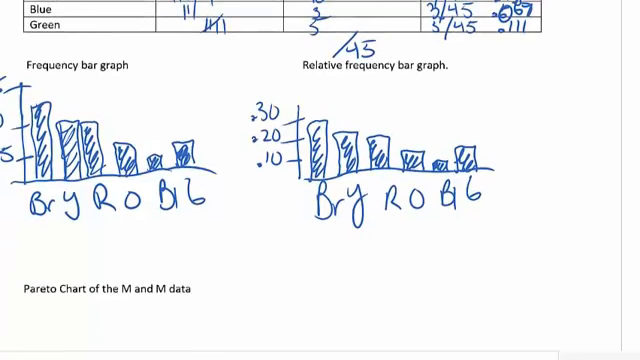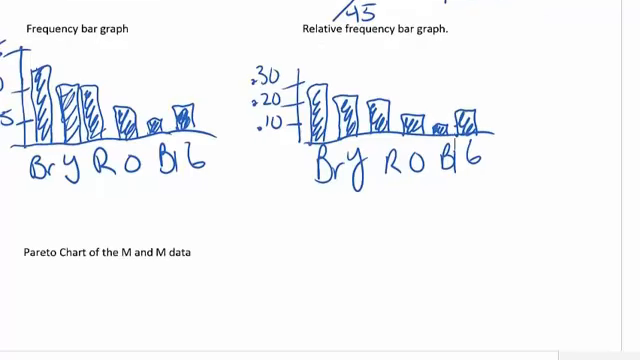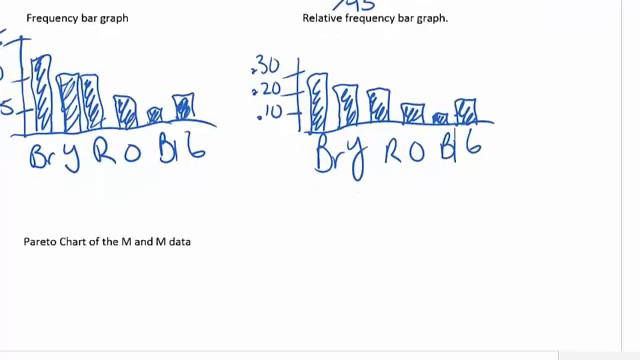Now, adding into it the Pareto chart. A Pareto chart is essentially a bar graph, but it's been rearranged so it goes in descending order. So we just changed the order of a couple of those. The last two bars actually just need to switch places. And it can be frequency or relative frequency. That part doesn't really matter.